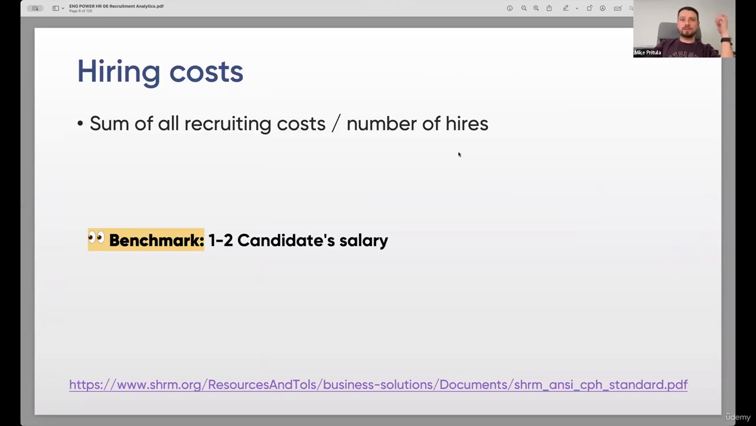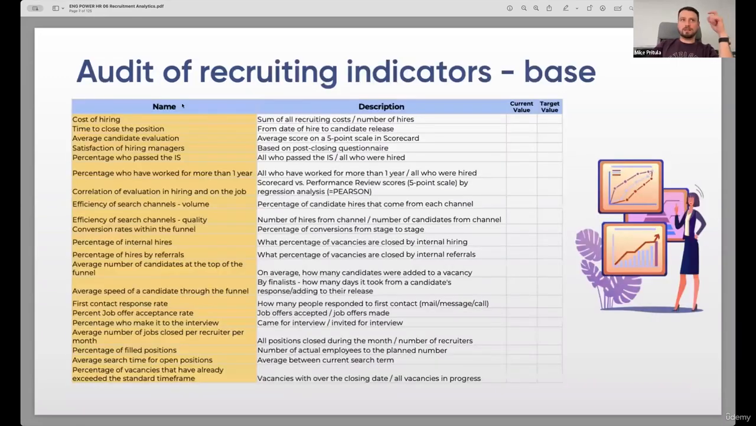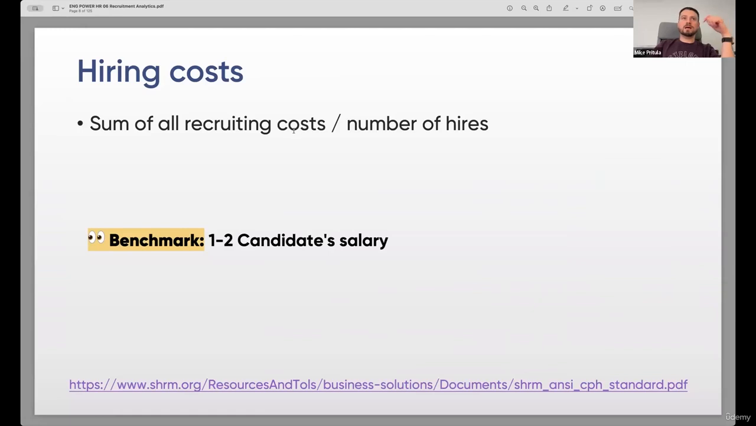So let's talk about these benchmarks, right? Because here we have just a list, and here I have some benchmarks for yourself, so you may compare if your recruitment is good enough or not. We start from hiring cost. By hiring cost, we mean the sum of all recruiting costs, and actually here I have an article about how to calculate everything. And we divide the sum of all recruiting costs by the number of hires.